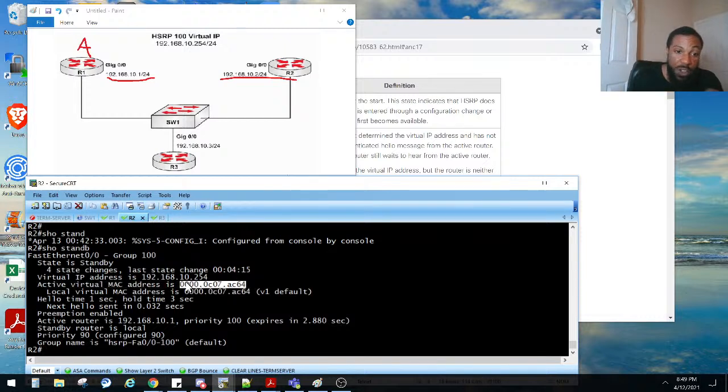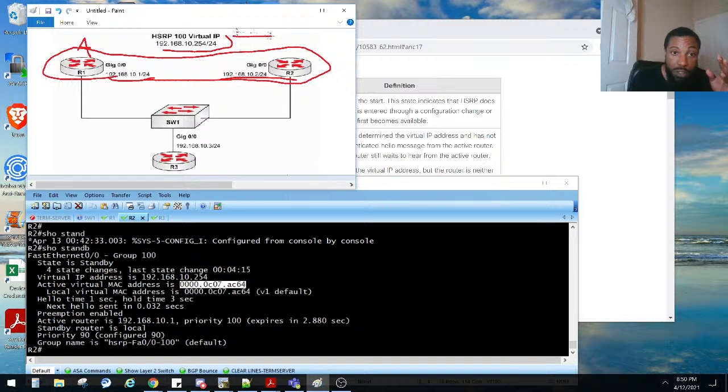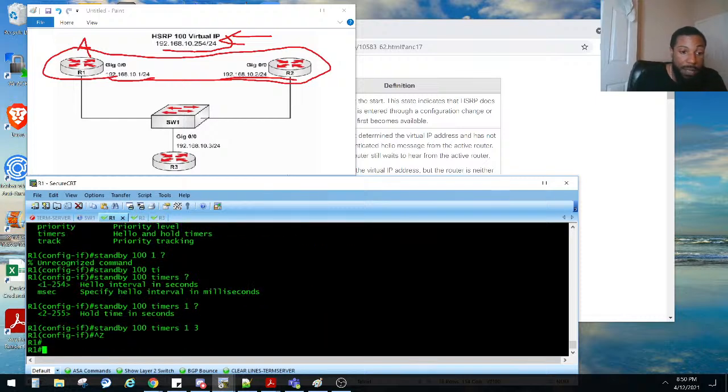Remember, this is a virtual MAC address. So not only are these two guys right here sharing this virtual IP address, they also share this virtual MAC address. I'll even show y'all, right? So that's router 2. He got that MAC address, that virtual MAC address. He has a physical MAC address, but this is the virtual one that he's sharing. We go to router 1, show standby.